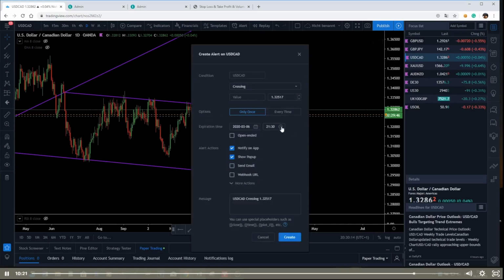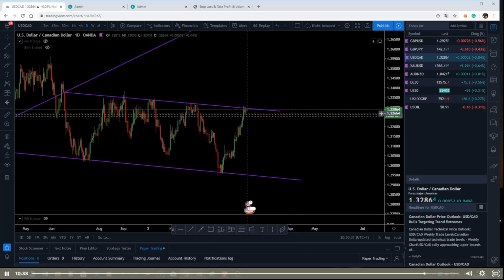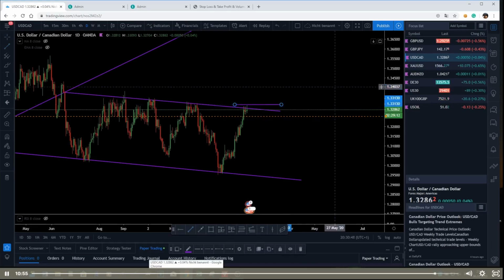You can set an alert so you get notified when USD CAD is going down, for example. When USD CAD is reaching this level, I get a notification on my TradingView app on my phone. It shows me a pop-up, and then I know, all right, I'm in this trade. I set a pending order over here, wait for the market to break it, and then I try to ride this baby down, make some money off of it.